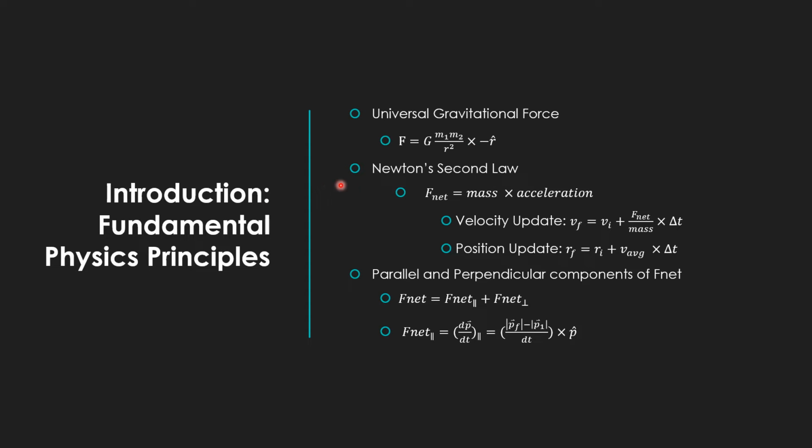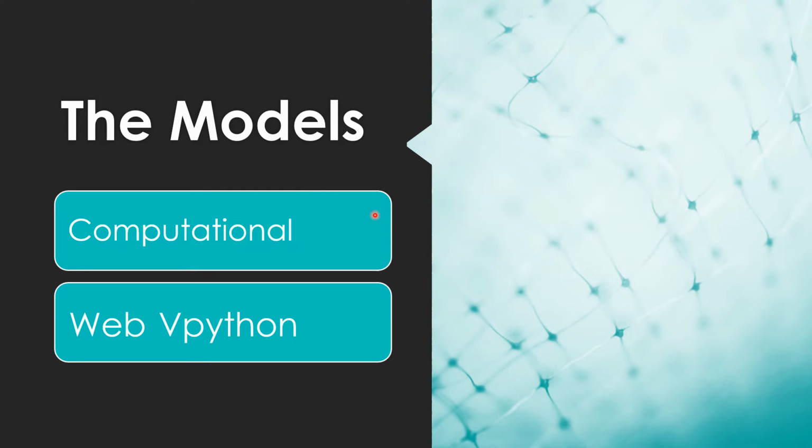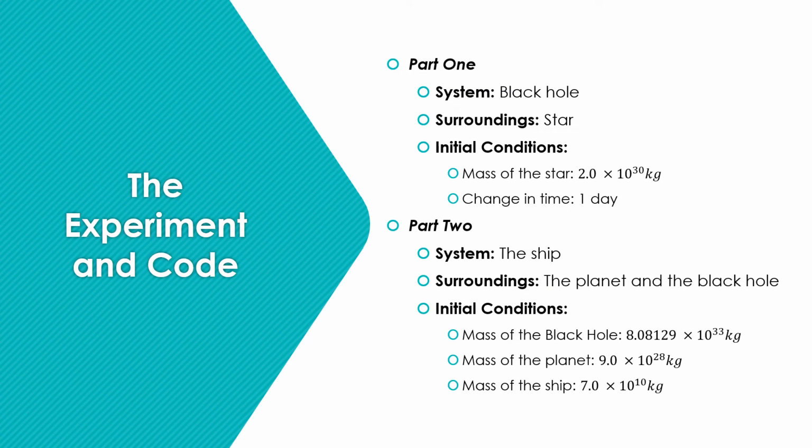Newton's second law is also important. It's used to derive the velocity and position update formulas, which will be especially useful in part 2 of this experiment. And then this experiment also touches on parallel and perpendicular components of net force, where the parallel component is going the same direction as the motion of the object, and the perpendicular component is going orthogonal to the motion of that object. The models that are used in this experiment are both computational and use WebVPython.